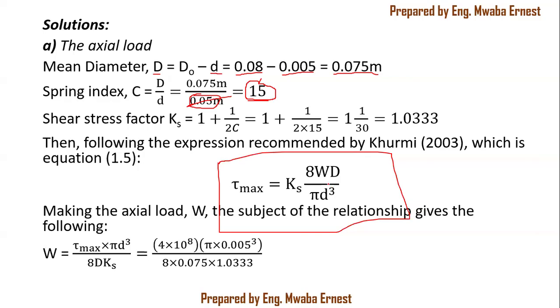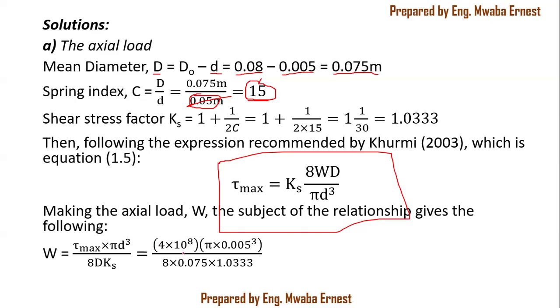W, we make our W the subject. It will be pi d cubed times maximum shear stress over 8 Ks and the D. That's how you get that. Of course, not forgetting our shear stress, which is already on top.